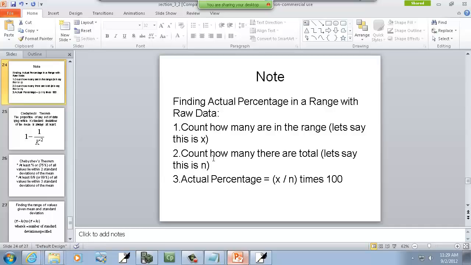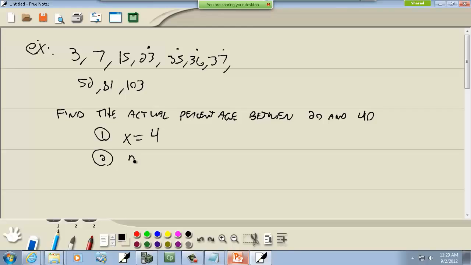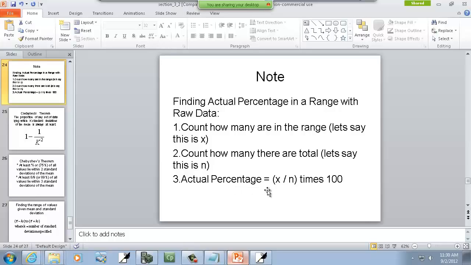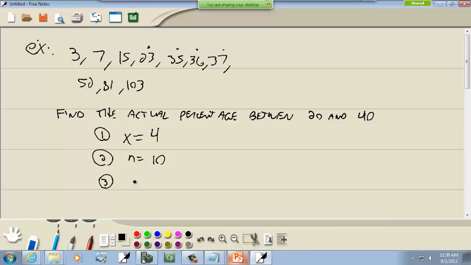Second step, count how many there are total. Let's say this is n. 1, 2, 3, 4, 5, 6, 7, 8, 9. There's 10 of them total. Okay. Step 3, actual percentage is x divided by n times 100. So we got 4 divided by 10 times 100. I think it's 40%, but let me double check. 4 divided by 10 times 100. 40%. So that's the actual percentage of them that falls between 20 and 40.